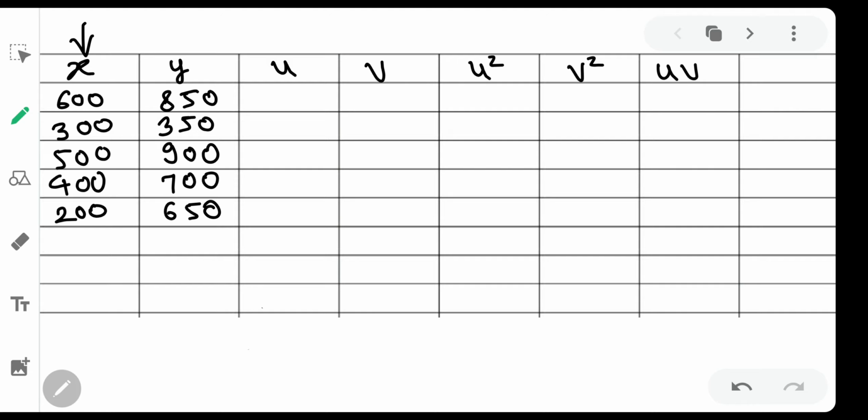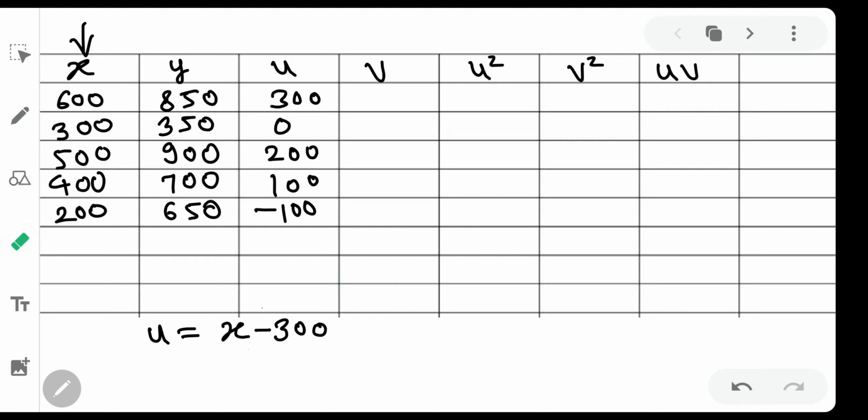Suppose according to video 2, we apply change of origin. So you will assume some mean. For x, let us say I am assuming the mean 300. If I do that, the values of u will be 300, 0, 200, 100 and minus 100. Now these values are so big that u square will be very difficult to calculate, and the further calculations will be very difficult.